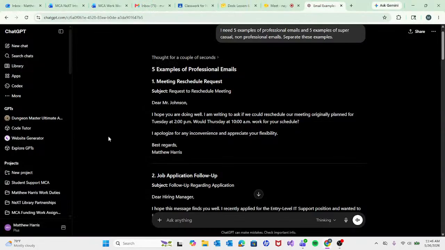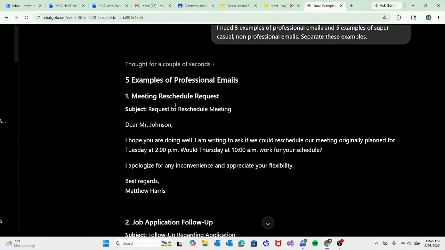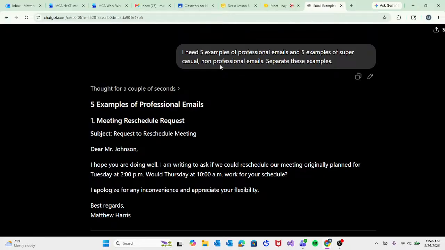So I used ChatGPT and actually used generative AI capabilities, or text generation, with ChatGPT. My prompt was, I need 5 examples of professional emails and 5 examples of super casual, non-professional emails, and separate these examples. I figured that it would be able to separate them so we could visually see them separated and not have them mixed together.